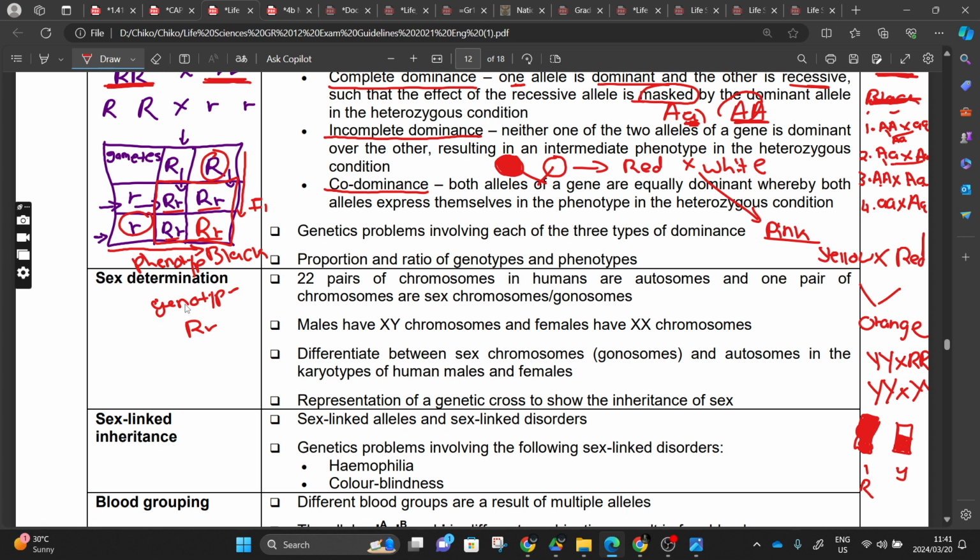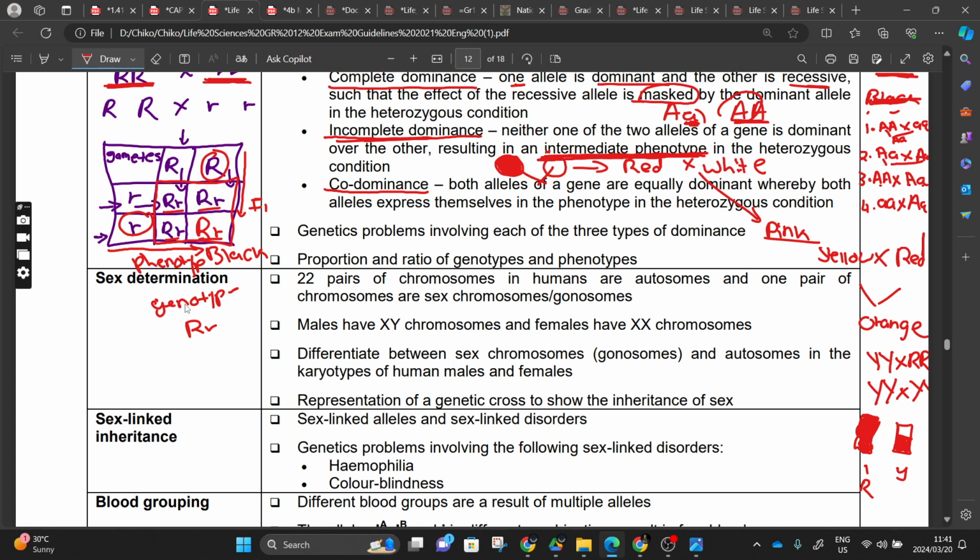And then we also have codominance. Codominance is when both alleles of a gene are equally dominant, whereby both alleles express themselves in the phenotype in the heterozygous condition. Let's talk about this now. Here, in incomplete dominance, we have a new color, resulting in an intermediate phenotype. This is a keyword to differentiate between these three: incomplete dominance, intermediate phenotype. So we are going to have a new color.